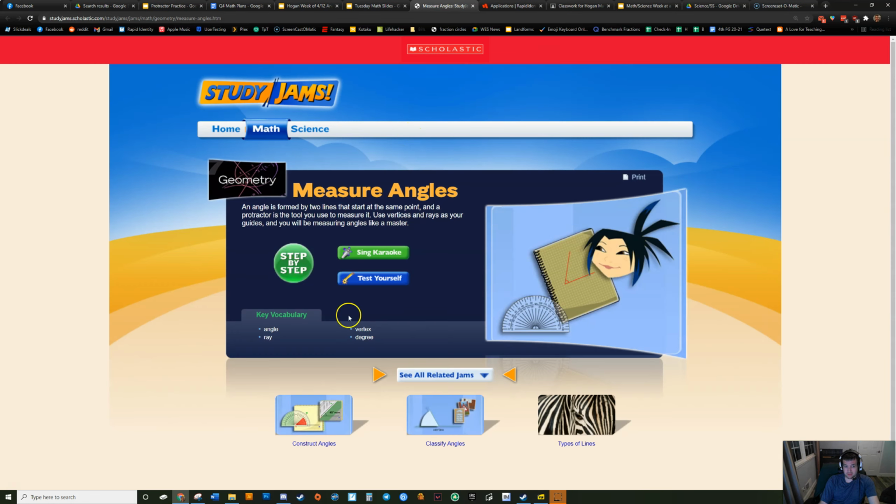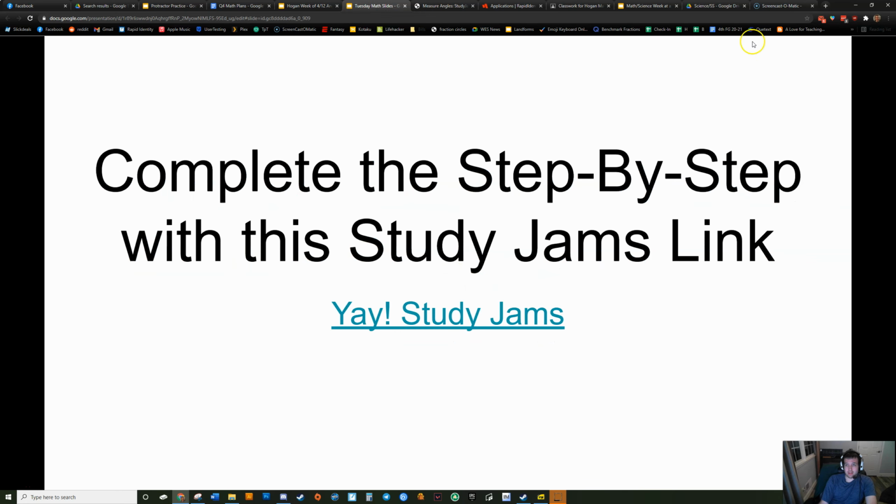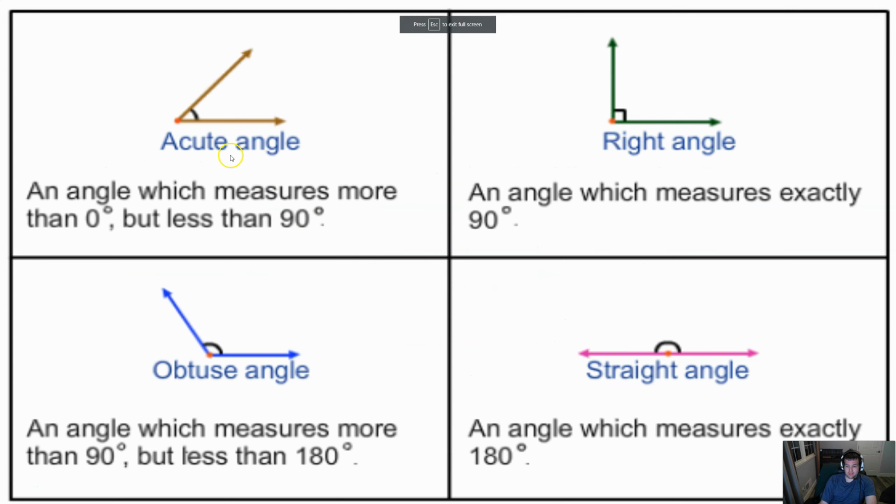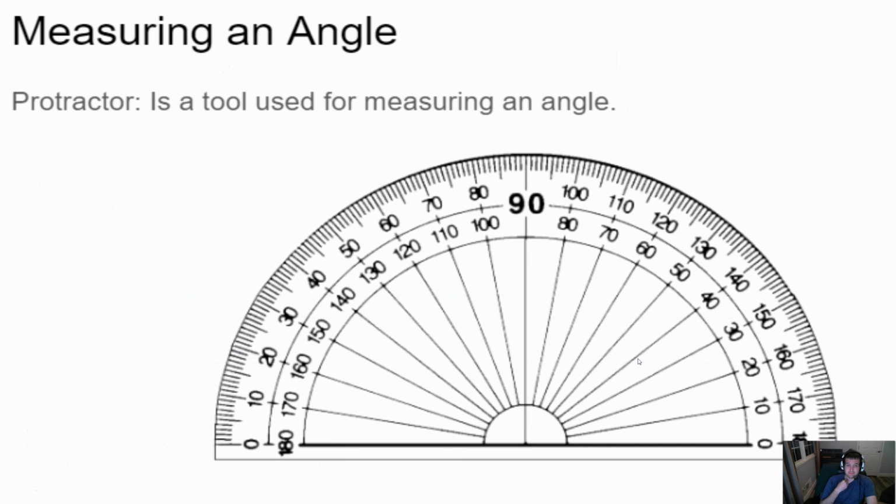So for example, first slide, it's a Study Jams. I want you to have some fun with this. You're going to click the link. It's going to bring you to the website. I want you to do the step-by-step, and if you still have some time, you can even do the test yourself as well. Okay. After you've done that, this is just a review slide, just reviewing acute, right, obtuse, and straight. Just want you to read through that, make sure you understand it.